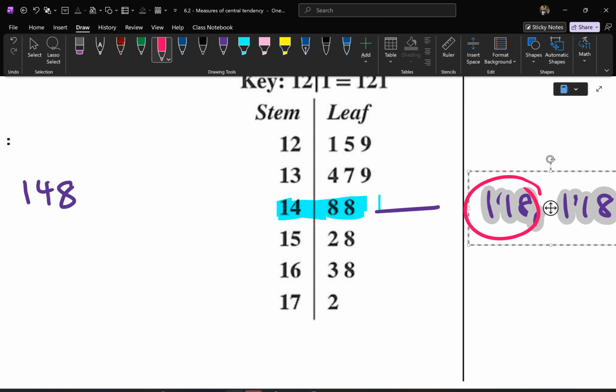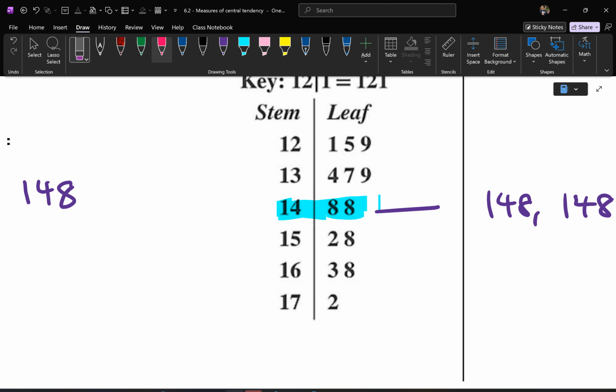148. No, 148 is the mode. I'm looking for a number of numbers. Someone else count for me. How many numbers do we have? Let's go with Josh. How many numbers does this stem and leaf plot have?